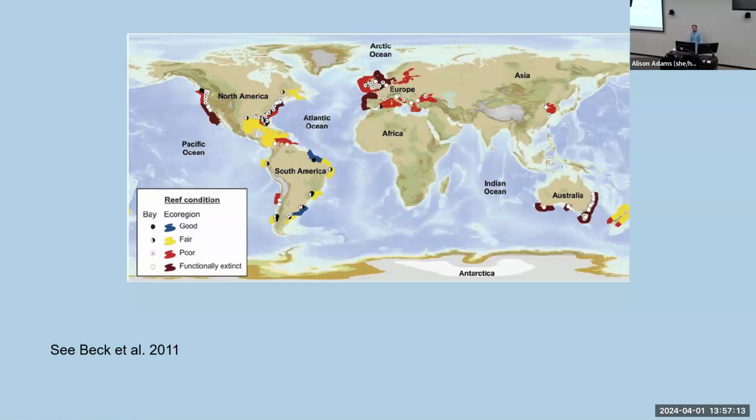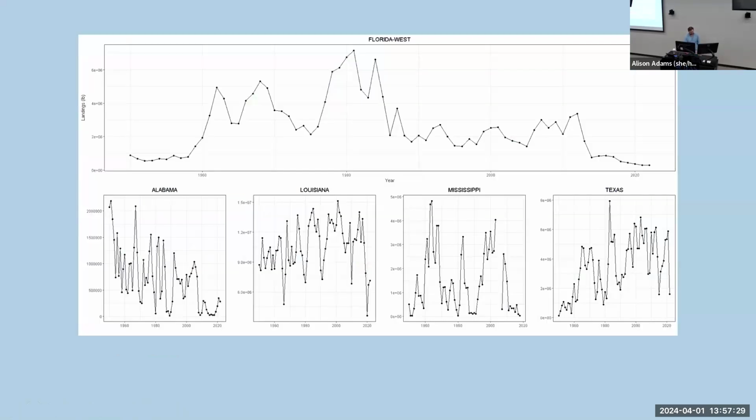So globally, oyster reefs have been in decline, with a majority of areas such as the eastern and western coast of the United States having relatively poor or functionally extinct oyster reefs. The Gulf of Mexico is one of the few areas we have fair oyster reefs in North America, although these are also on the decline.